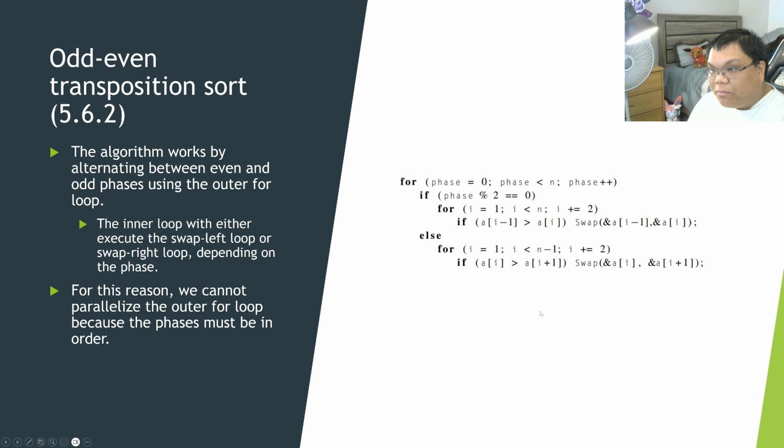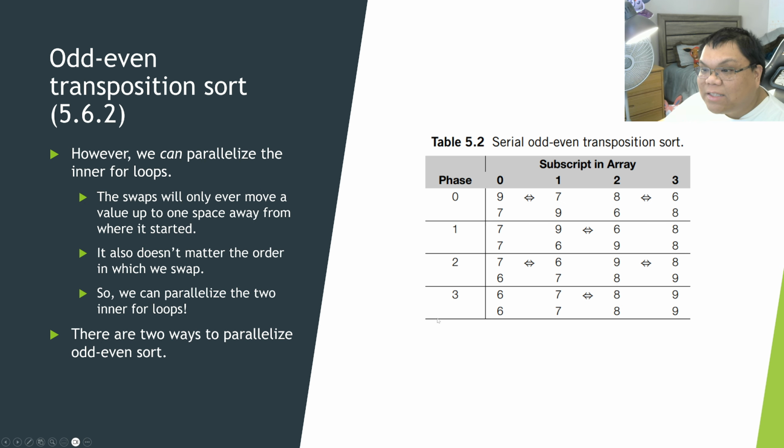The algorithm works by alternating between even and odd phases using the outer for loop. What that means is it must be even and then odd, and then even and then odd. Even phase, odd phase, even phase, odd phase. We cannot do the outer for loop in any order we want. That is a loop carry dependency. We cannot parallelize the outer for loop. Can we parallelize the inner one? And the answer is yes.